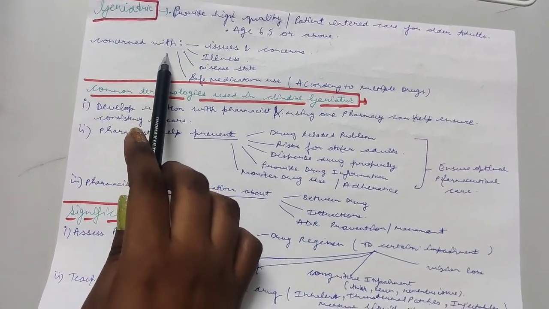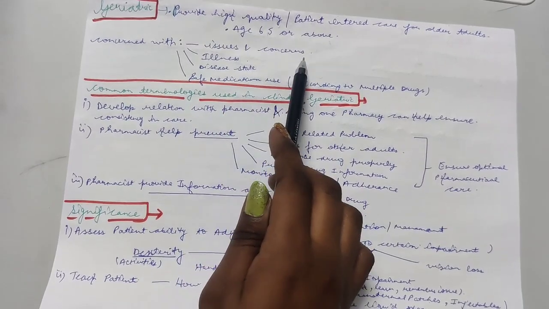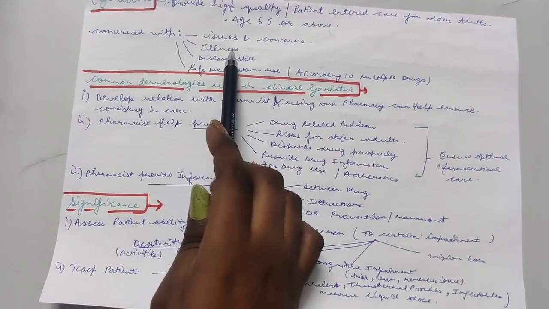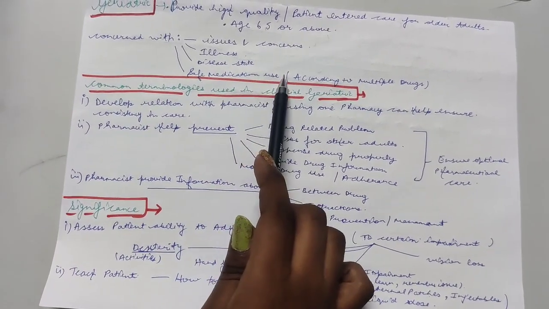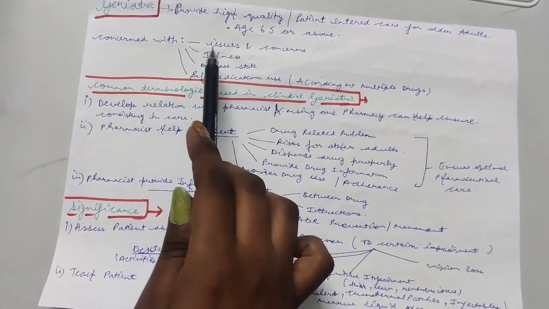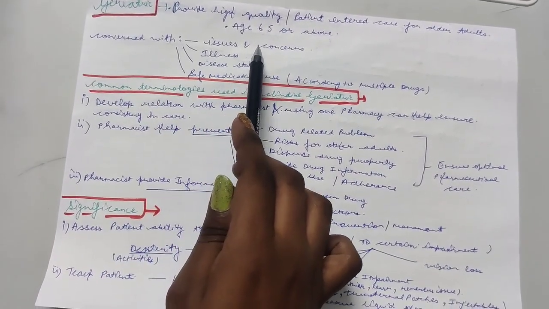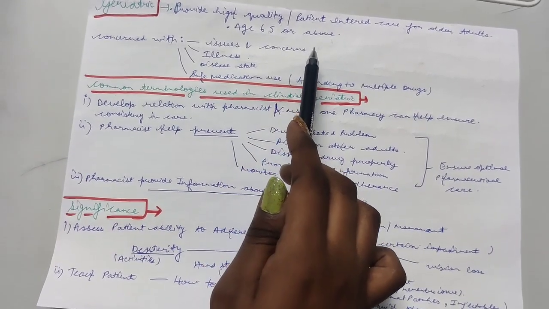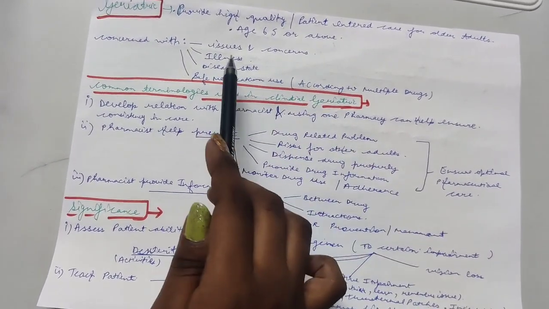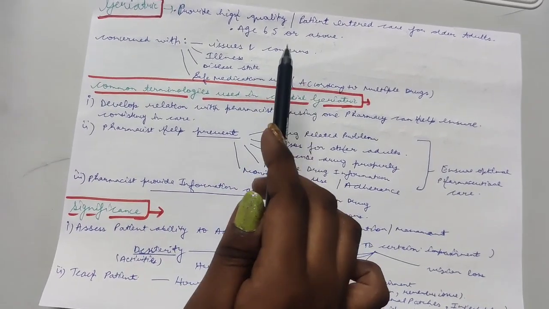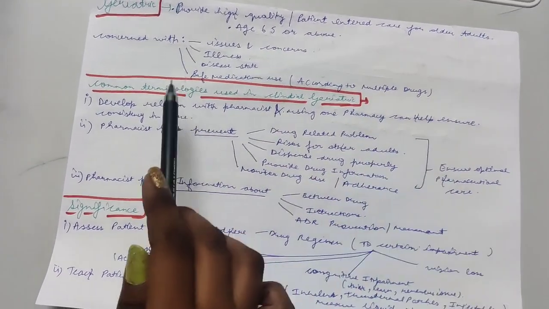Geriatrics is concerned with illness, disease state, and safe medication use. In old age, there are more issues related to disease and health conditions. Illness rate is also increased, and disease conditions also increase. Multiple diseases occur here.